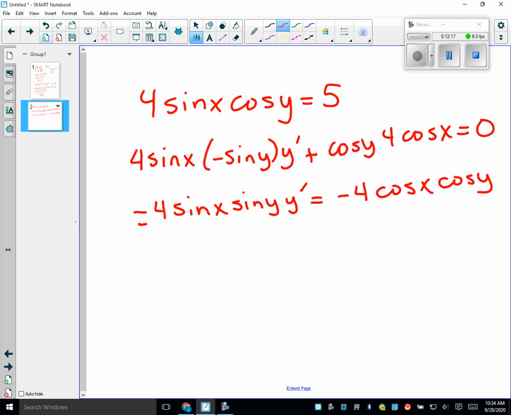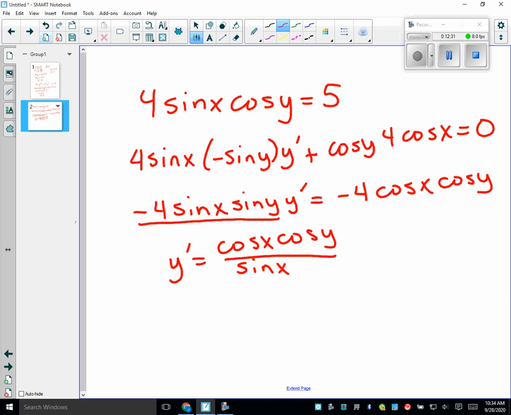So, can I divide by this? Does y prime equal cosine x cosine y over sine x sine y? The 4's canceled, don't they? Isn't that tan x and y? Cotangent x, cotangent y. That's awesome. I'd be happy whenever it's so clean like that.